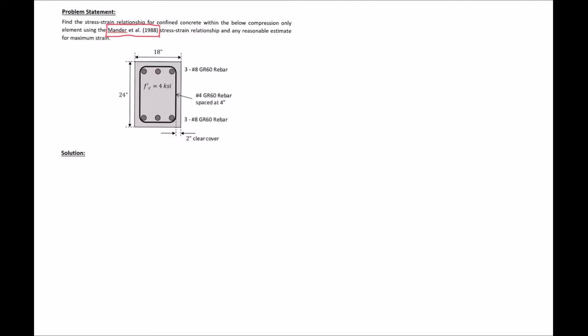So here's our section. You can see we have 3 number 8 bars in both compression and tension. We have number 4 grade 60 rebar spaced at 4 inches and a 2-inch clear cover. You can see also our section is 18 inches by 24 inches. So the first thing that we need to do is determine the lateral stress, or restraining stress.